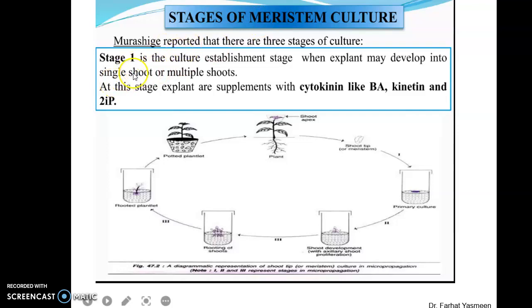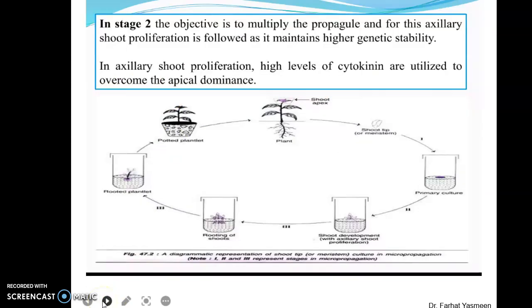In stage 1, the culture establishment stage, explants may develop into a single shoot or multiple shoots. At this stage, explants are supplemented with cytokinins like BA, kinetin, and 2iP. In stage 2, the objective is to multiply the propagules, and for this axillary shoot proliferation is followed, as it maintains higher genetic stability.